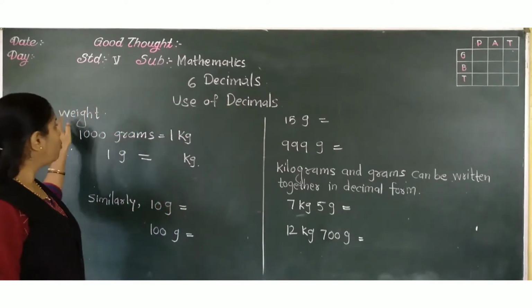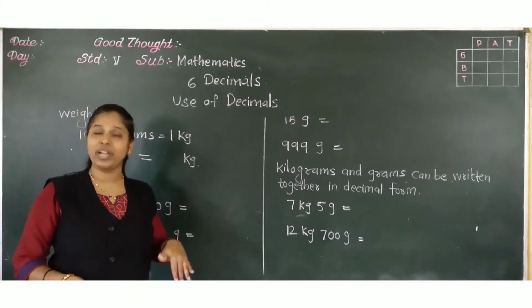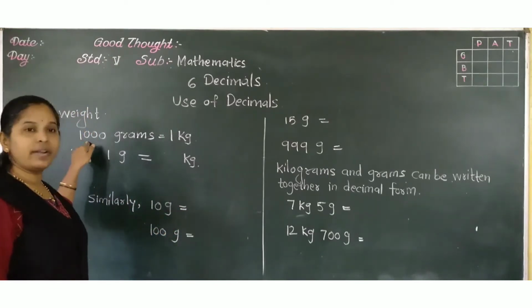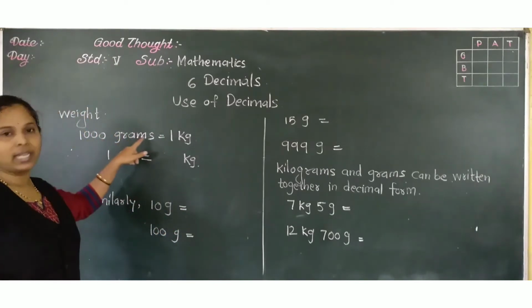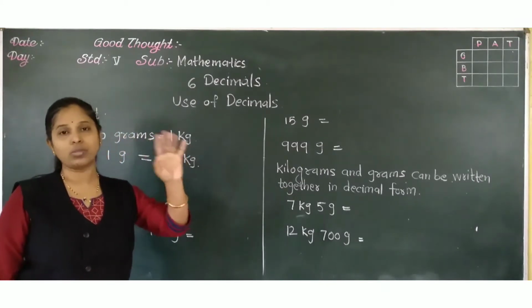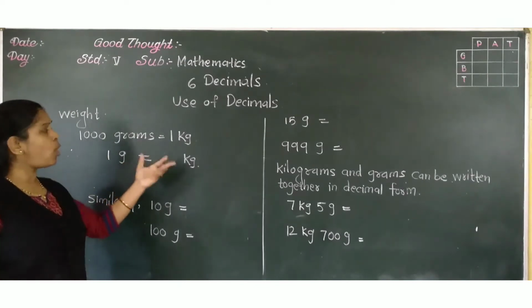Decimals in weight. We are weighing things now. So in weight, how we use decimals, that we will learn. See here, 1000 grams makes 1 kg. In 1 kg, 1000 grams are there. So 1 gram is equal to how many kg?